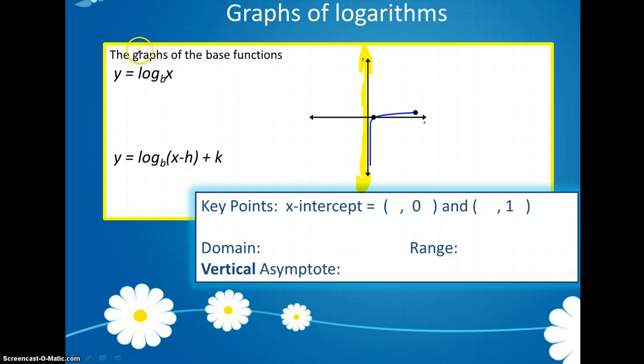The graphs of the base function. The first one is log base b of x. There's not going to be an a in front or anything else. This is going to be your base function, nothing in front of it. Why? Because you haven't learned that yet, and we'll talk about it next chapter.